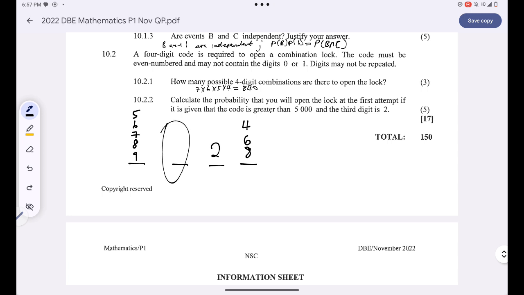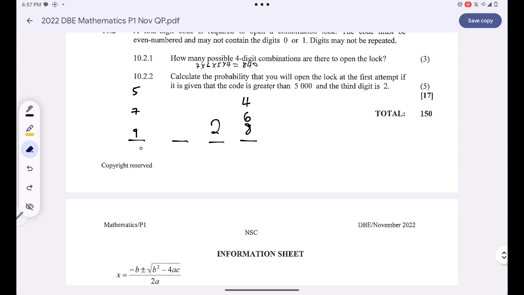Are you together? Okay, so now let's start. Let's say we have an odd number in the first placeholder, such that we start with either a 5, a 7, or a 9. It simply means that we have 3 numbers to choose from in here.